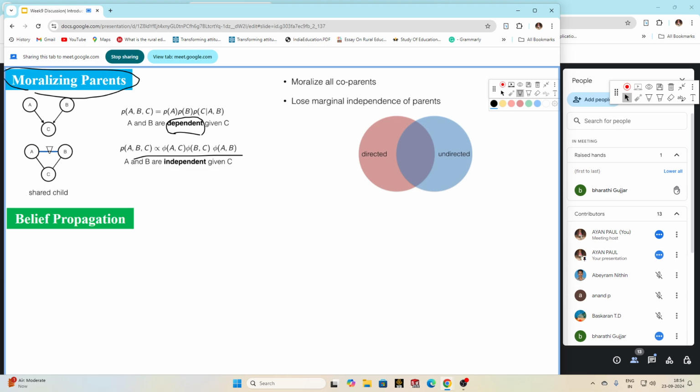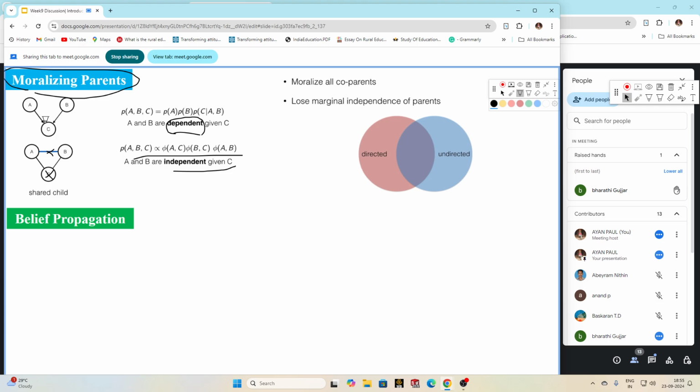If this blue line is not given, what is the neighbor of A? The neighbor of A is only C. Now if C is given, that is we are blocking C, then A and B are independent. That is why A and B are independent according to our Markov random field given C. But this concept does not hold in the case of a Bayesian network.